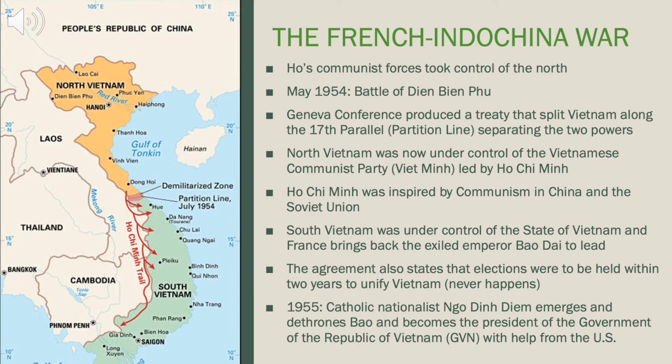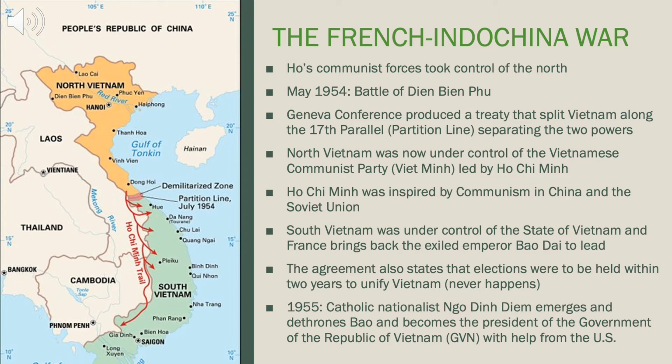The French Indochina War lasted 8 years, and it ended in 1954 with a battle where the North ended up winning, and they created a treaty, and in the treaty, they created the 17th parallel, which is a line that separated the two powers, communism in the north under Ho Chi Minh and the state of Vietnam in the south.